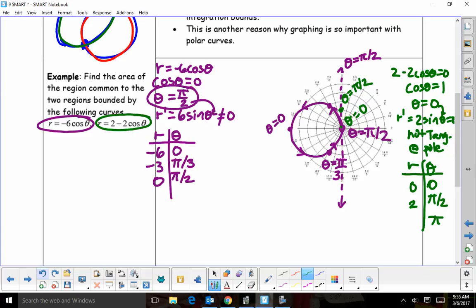Cosine of pi is negative 1 times negative 2 is 2 plus 2 is 4. So face pi, 1, 2, 3, 4. And again, we could use symmetries or we could plug in pi over 3, but I know that it's going to be right there from that symmetry, right? And we already said that this 0 line right here, it's not a tangent, but it kind of makes it symmetrical, right?